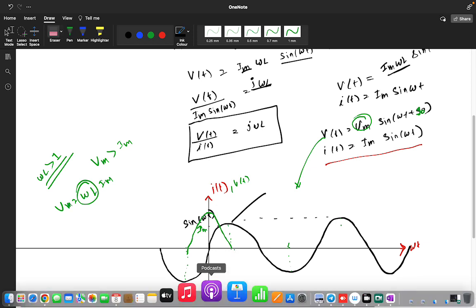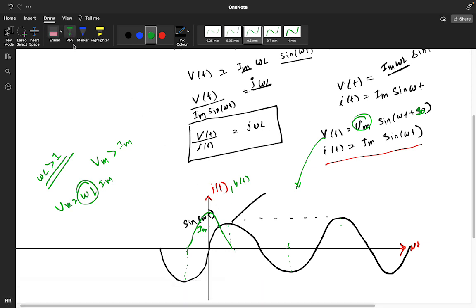So it's having some greater peak. Just assume it's having some greater peak. That's why this particular is your Im value, and this particular is your Vm value.